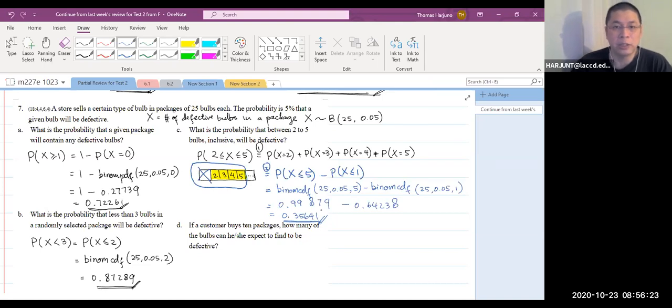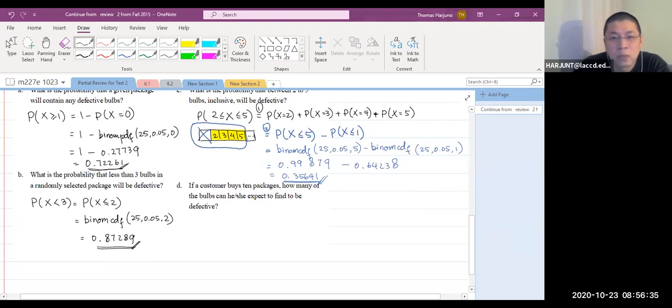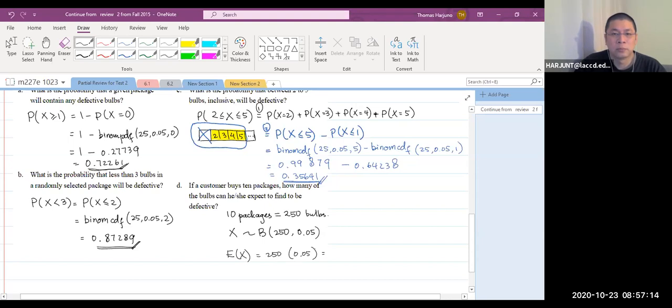Now, part D. If a customer buys 10 packages, how many of the bulbs can he or she expect to find to be defective? 10 packages. How many light bulbs? 250. So our distribution now is binomially distributed with 250 bulbs instead of only 25. The probability of being defective is 5%, so the expected value will be 250 times 0.05, which is 12.5.